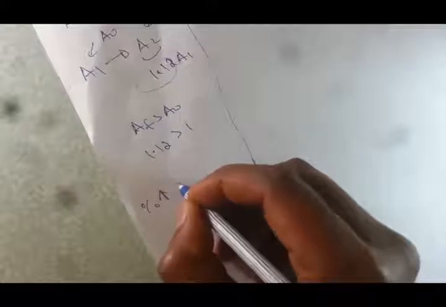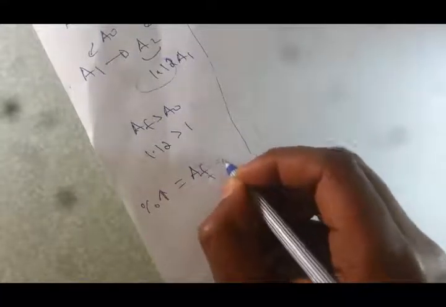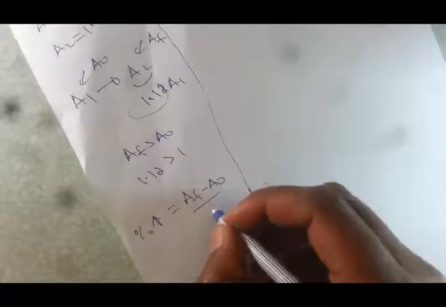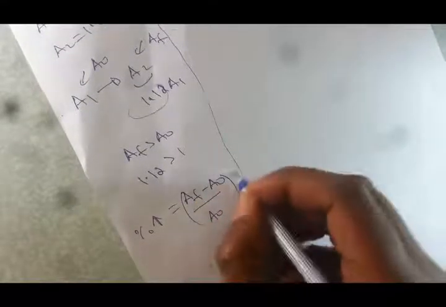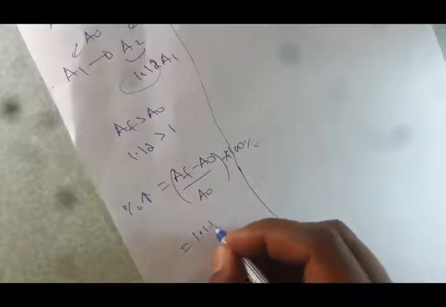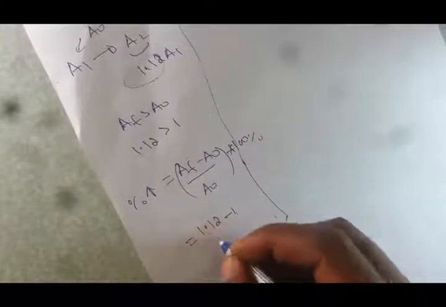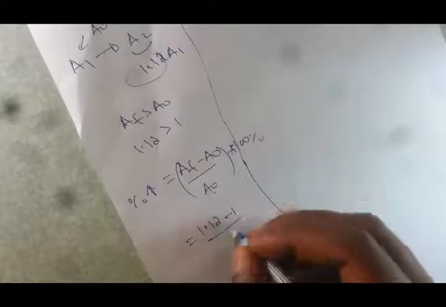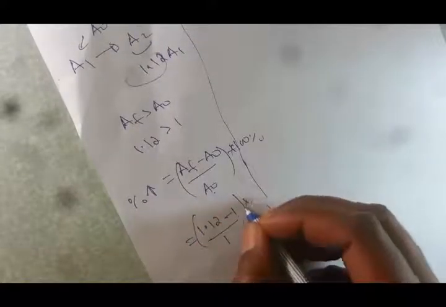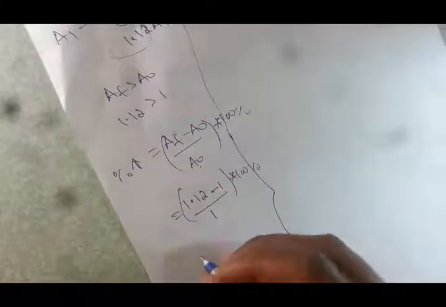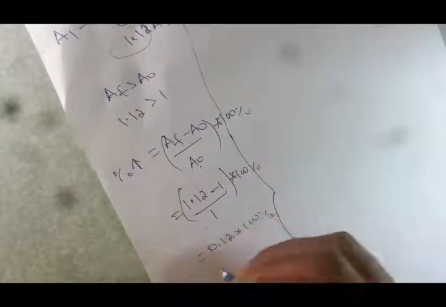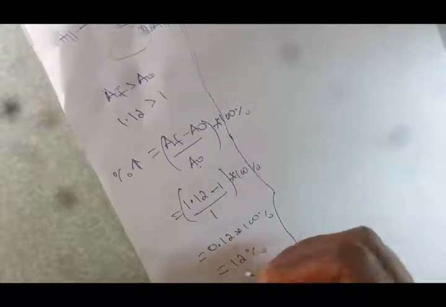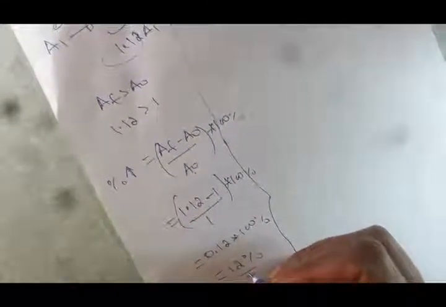Therefore percent increase can be calculated by A final minus A0 over A0 times 100%. Therefore it is 1.12 minus 1 over the value of A0, which is 1, times 100%. This is equal to 0.12 times 100%. This is equal to a 12% increase in the area.